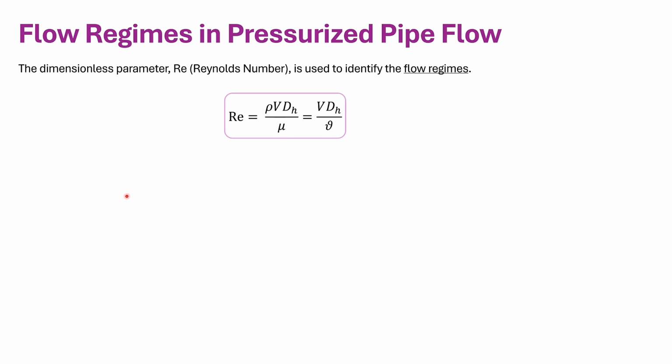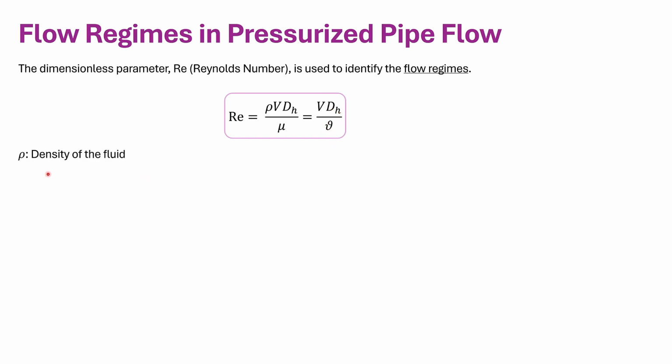Next topic is on flow regimes in pressurized pipe flow. So the dimensionless parameter Re, which is the Reynolds number, is used to identify the flow regimes. The Reynolds number, which is Re, equals rho v d sub h over mu, that equals v times d sub h divided by nu.